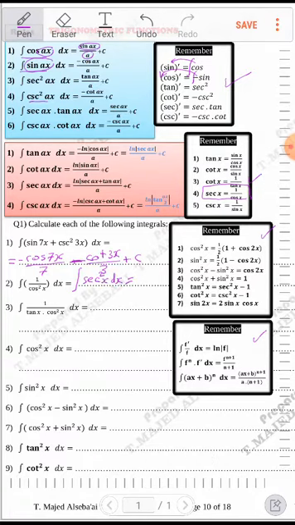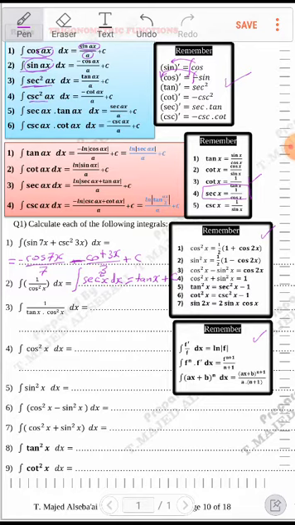Now, after I did this step, my question: do we have a rule for integration of sec squared? Yes, we do. Where is that? This is it. It's rule number 3. What is the integration of sec squared? It is tan. So it is tan x plus c.